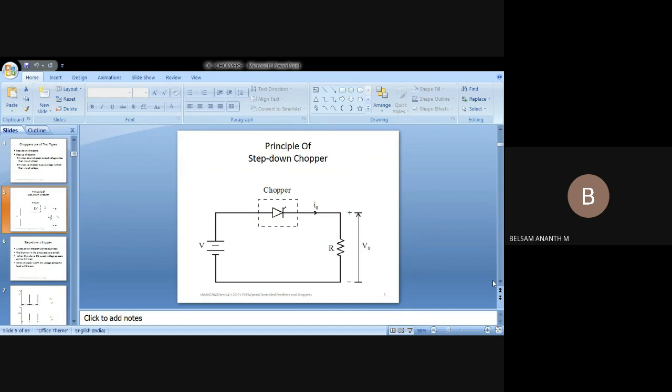Please remember, this may be a simple schematic representation of a step down chopper, or buck chopper, or one signal step down chopper. Here you have a chopper device, then I have a voltage source, and on the output side I have a resistance. That resistance I may consider as the output side, where the source is connected to the chopper.